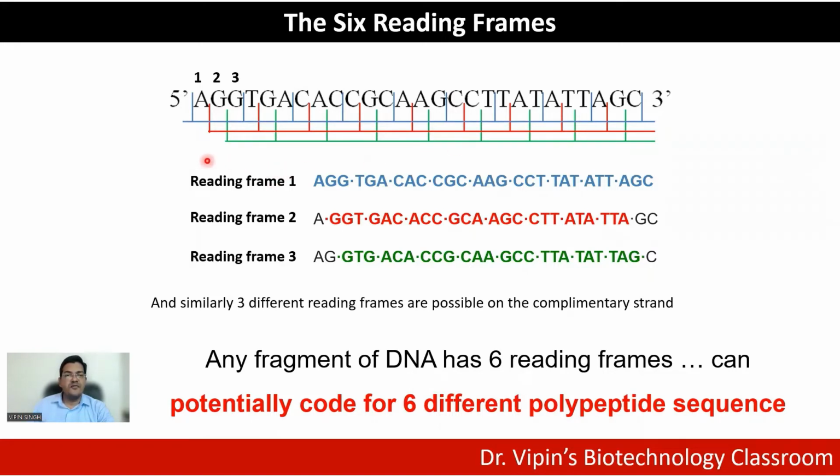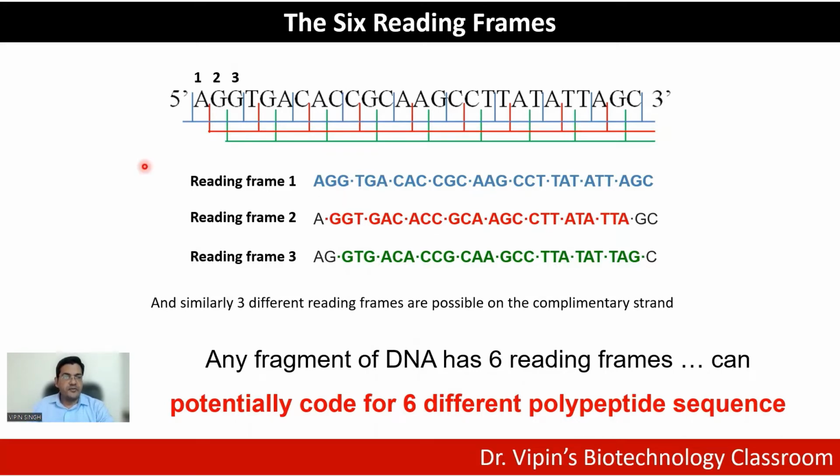So this is what is known as reading frame 1, because you're starting with the first nucleotide and taking blocks of 3 together. Then likewise you could have a reading frame 2, where you start reading from the second nucleotide and then again take blocks of 3. So now this becomes GGT, GAC, ACC, GCA, AGC, CTT, ATA, TTA, GC, and so on. Likewise, you could start with the third nucleotide and again take blocks of 3 and get your third reading frame, which is this one here. Now, depending on which reading frame you're looking at, the codons have completely changed, and because they have changed, the protein that they code for is also going to change.